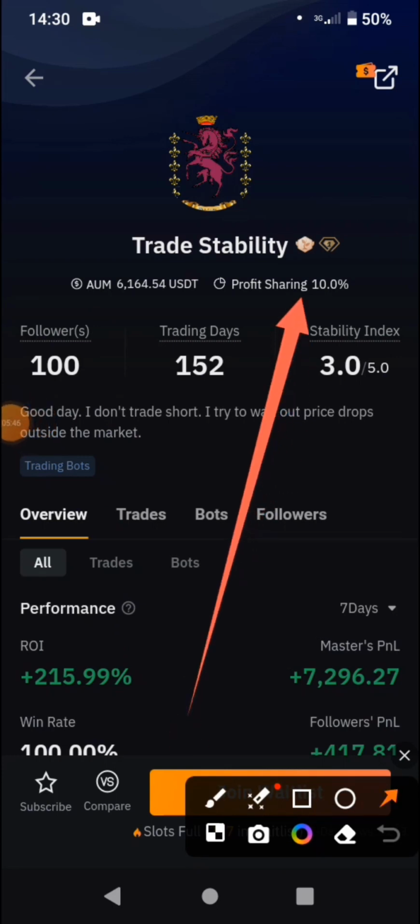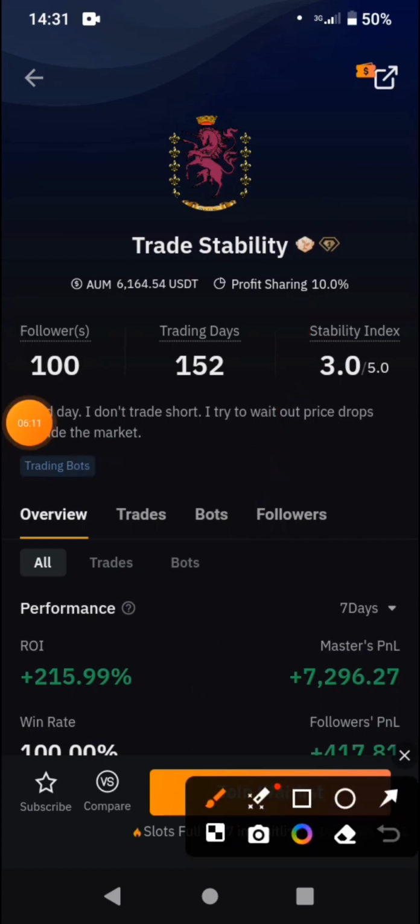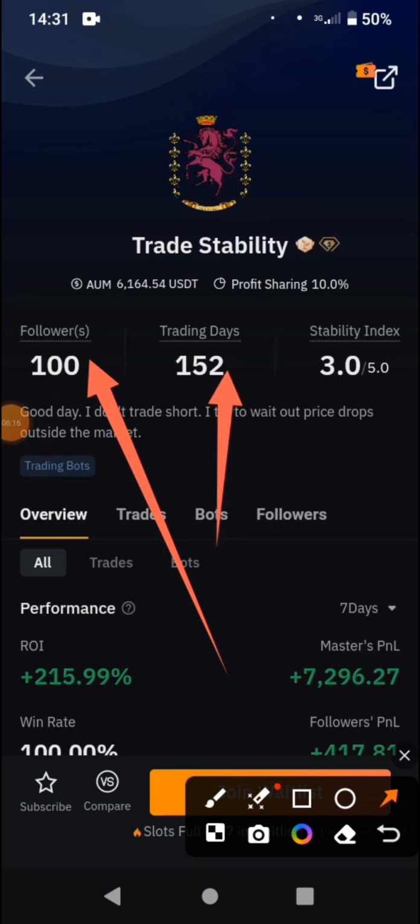Now let's say you copy this trader, and this trader makes a profit for you. With the profits, you are going to give the trader 10% of your profit. This profit sharing might be different from trader to trader. Some traders ask for 10%, some ask for 12%, 15%, as the case might be. Whatever profit, this is not from your margin, your capital you invested. This is only from your profit. This is the number of people currently following this trader, 100 followers, and this is the number of days that this trader has been trading, 152 days.